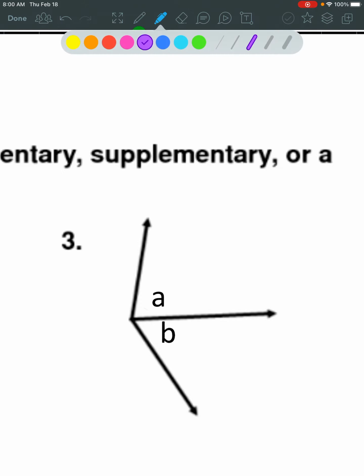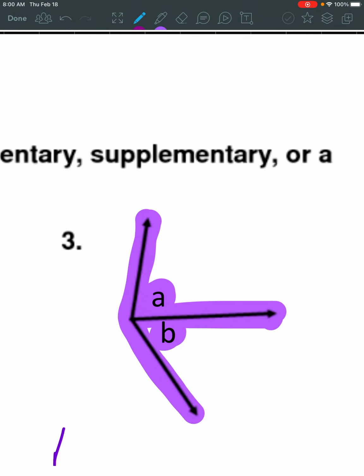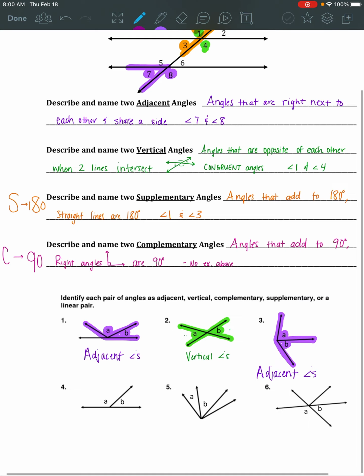Right? Another one, not a straight line, what those two angles form, so it's not supplementary. We don't see the box for a right angle. It's not complementary. So again, these angles, they share a common side. They are right next to each other, so they are adjacent angles.